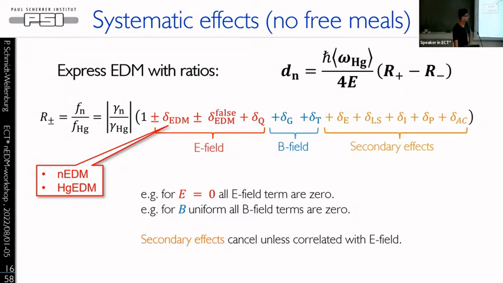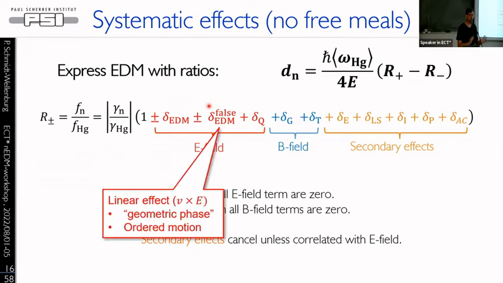I see I already spent half an hour on the introduction. So the next thing, and I go into a little more detail, is what we call the false EDM, which is something like the geometric phase effect, which is very important to understand. Ordered motion is something which is also arising, but it's very diffuse scattering, and so we don't really care. We can discuss it if you're interested.